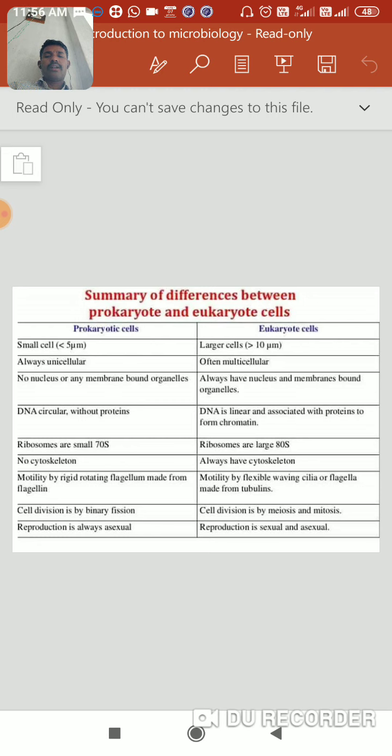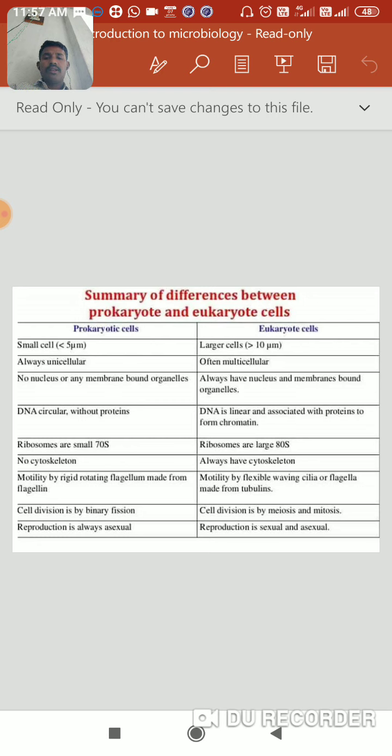The prokaryotic nucleus has circular DNA without proteins, but in the eukaryotic cell the DNA is linear, associated with proteins to form chromatin. Prokaryotic ribosomes are small, 70S. Eukaryotic ribosomes are large, 80S. No cytoskeleton is present in the prokaryotic cell, whereas in the eukaryotic cell the cytoskeleton is always present. The prokaryotic flagella are made up of flagellin, whereas eukaryotic flagella are made up of tubulins.